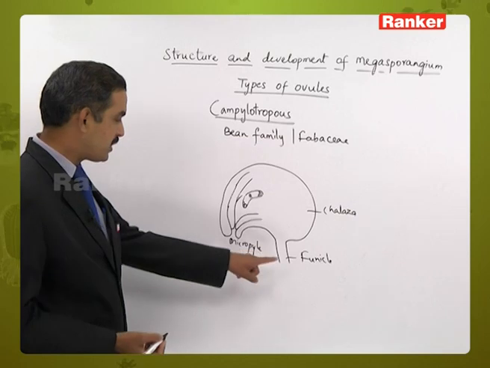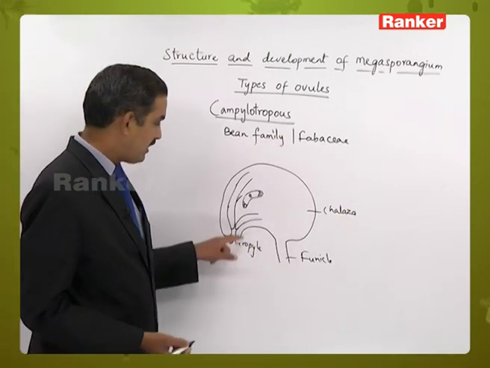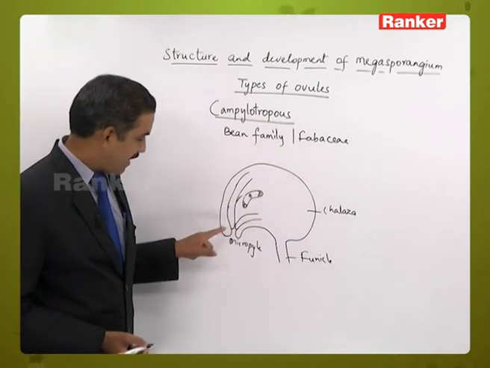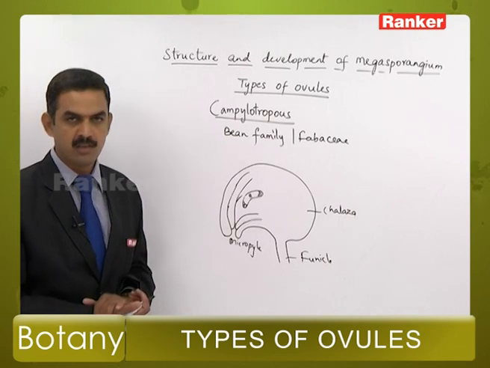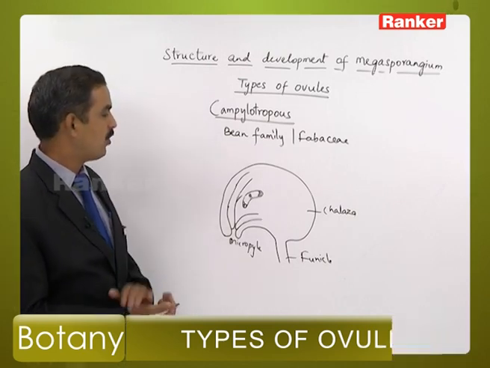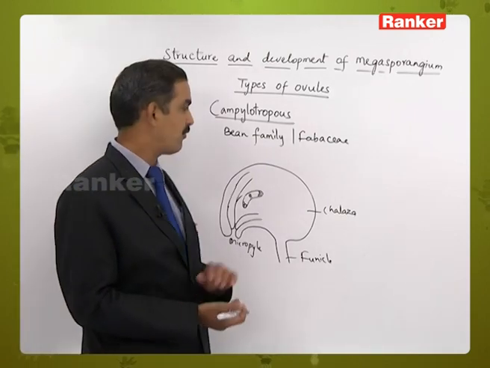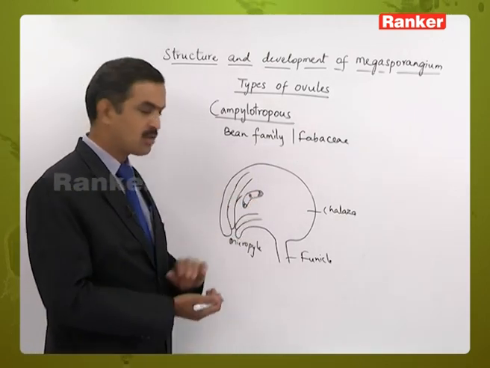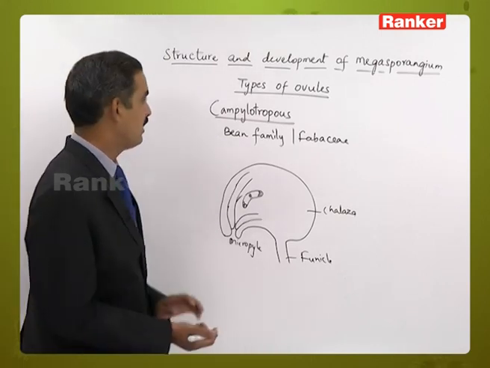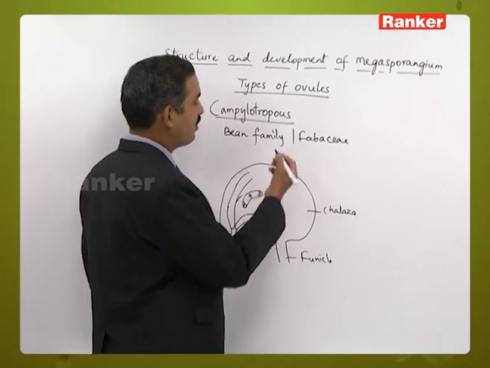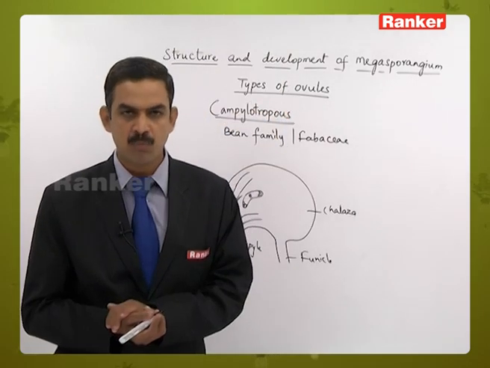So here the gap between the funicle and micropyle is reduced, and the micropyle is somewhat more bent towards the funicle part. This type of ovule is present in the bean family, called the campylotropous type of ovule, and here the embryo sac is also sometimes slightly curved or straight in nature. So this is an ovule where the degree of curvature is less than that of the anatropous type of ovule.